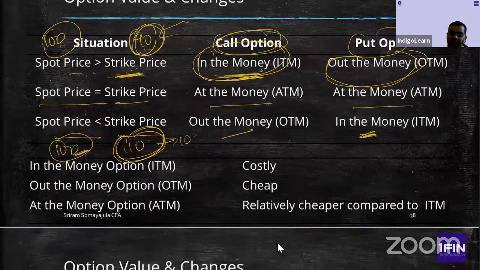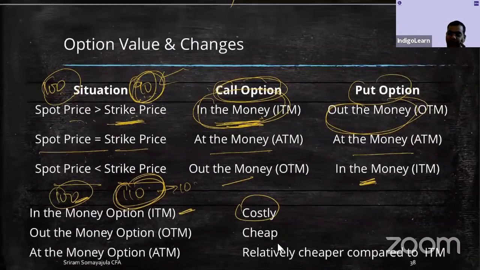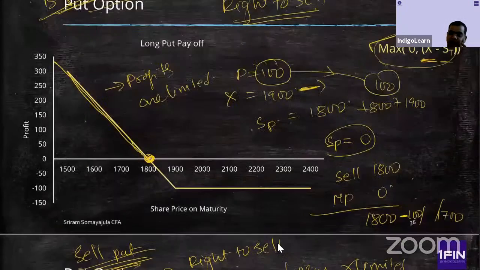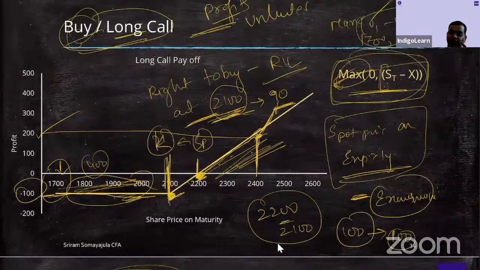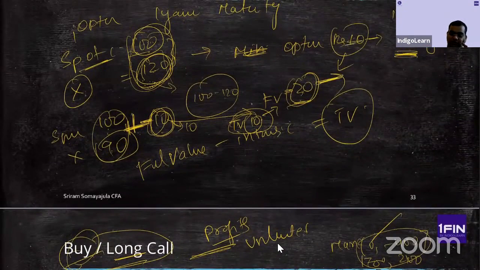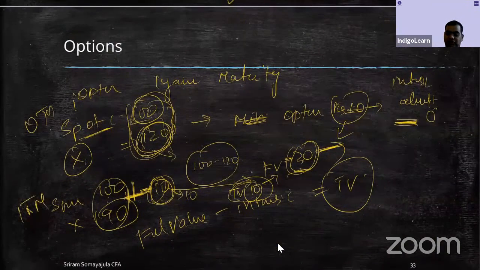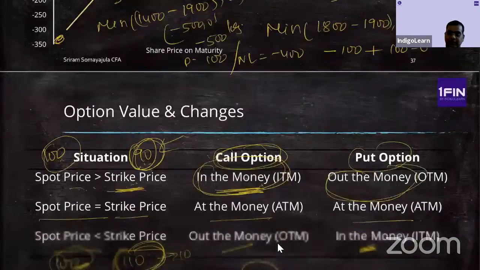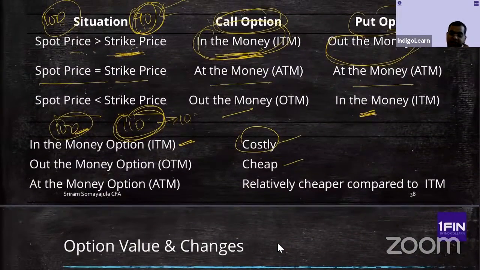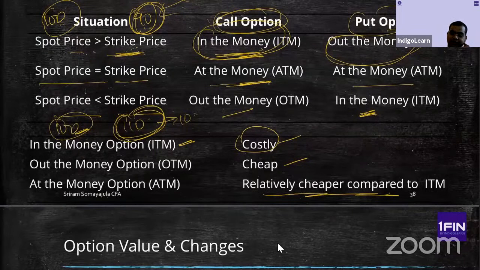Now, in the money options are usually costly, which is what I told you, right? Here I said this price will be 20. Here I said the price will only be 10, right? So this was out of the money. This was in the money. So in the money options are usually costly. Out of the money options are usually cheap. And at the money options, when the strike price and spot are the same, are relatively cheaper compared to in the money. That is, at the money options are not as expensive as in the money, and they're not as cheap as out of the money, but they're relatively cheaper compared to in the money.